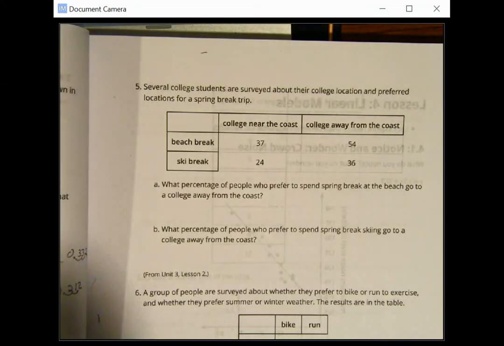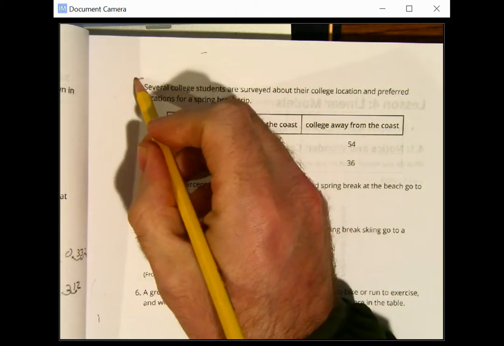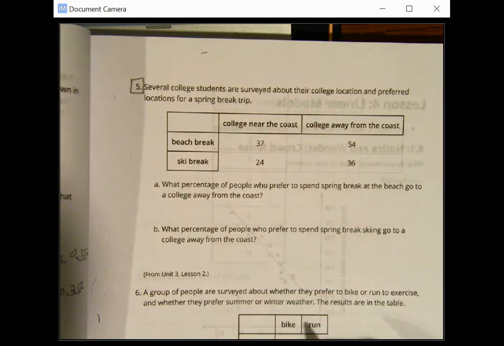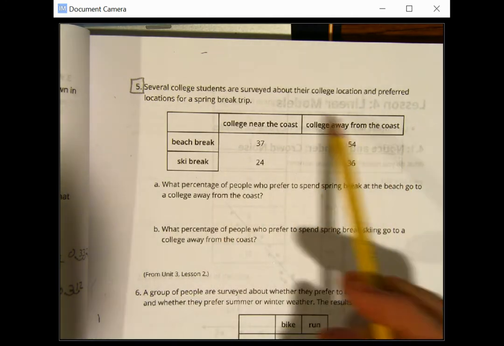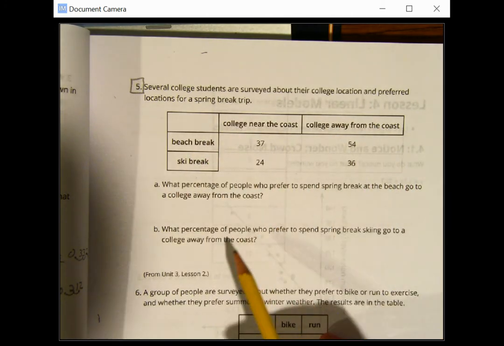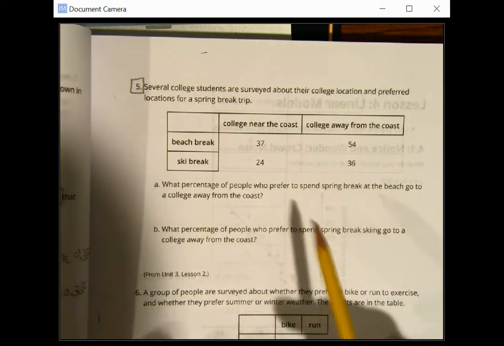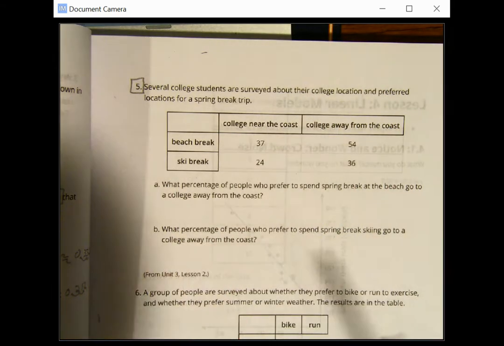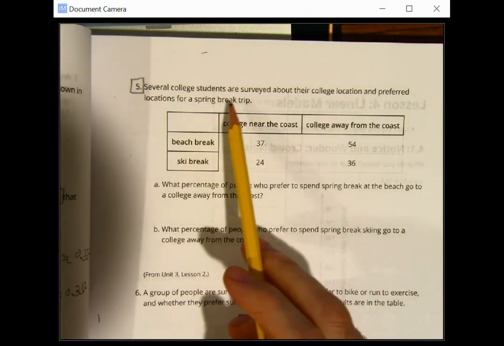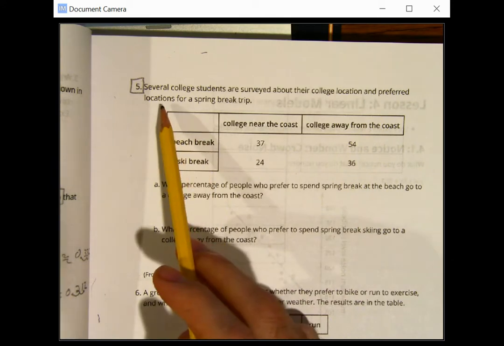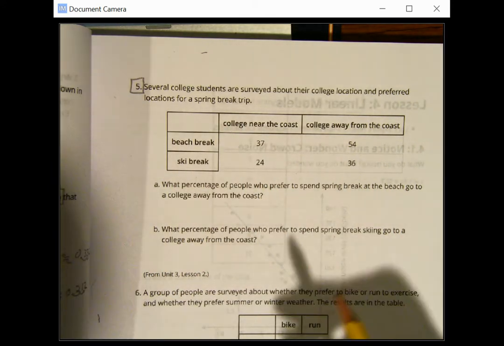We're talking about Unit 3, Lesson 3, practice problem number 5. Okay, it looks like here we are going to be looking at this frequency table and taking relative frequencies. So we're going to be turning these into percentages based on narrowing down what we're looking at. Several students at a college are surveyed about their college location and preferred locations for spring break. So where their college is versus where they like to go for spring break.